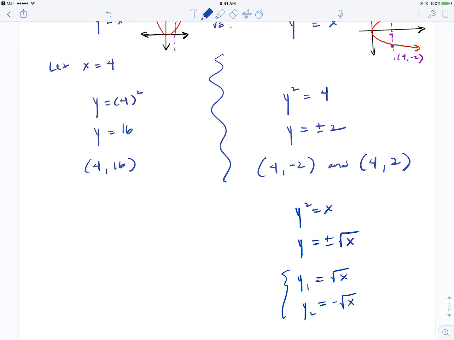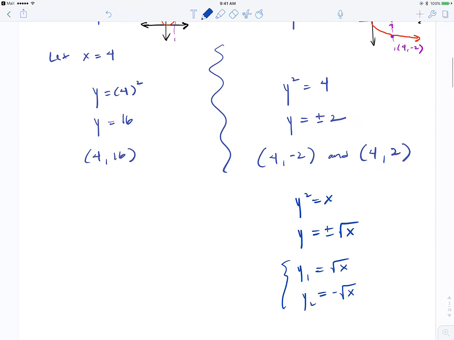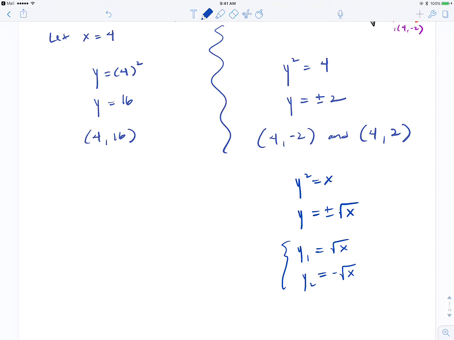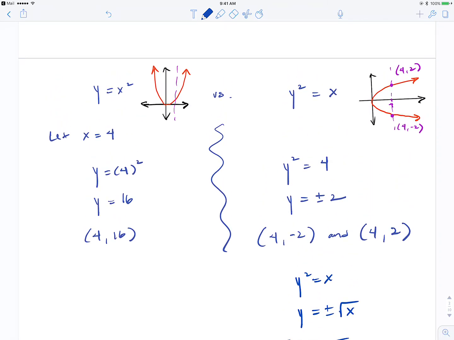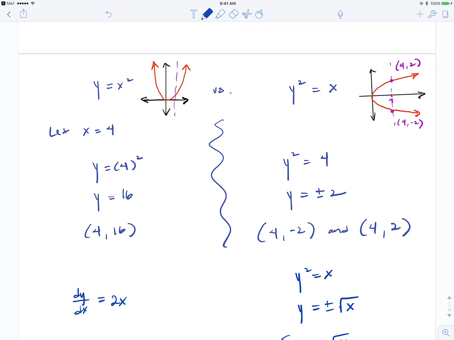Now, if we wanted to find the derivative, dy over dx, of the equation on the left: if y equals x squared, that's easy, right? You guys know how to do that. dy over dx would be equal to 2x. And that equation will allow you to calculate the slope of the tangent line at any point on the graph of y equals x squared. But for the equation on the right, y squared equals x, how would you go about finding the slope of the tangent line at any point? How would you find the derivative of y squared equals x?